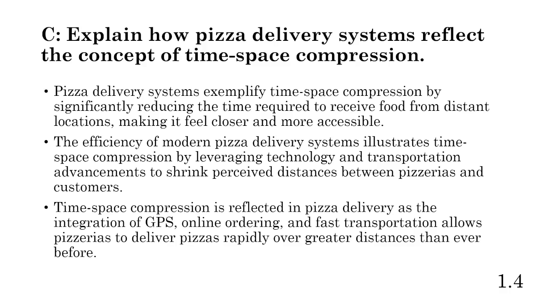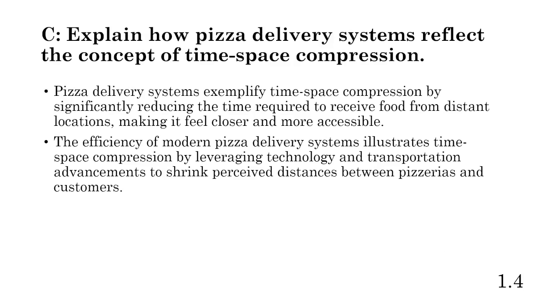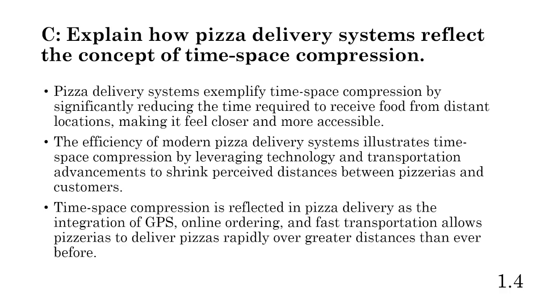So these are all examples of how pizza delivery systems today reflect time-space compression. They make them feel closer and more accessible. They allow for pizzas to be delivered over longer distances, and it makes pizza delivery places feel closer to the customer. Now, notice here for the explains that these responses are a little longer than the describes. These explains are a little longer because you have to give an explanation. You have to give the who, what, when, where, why, and how.